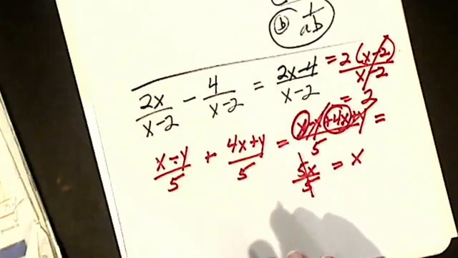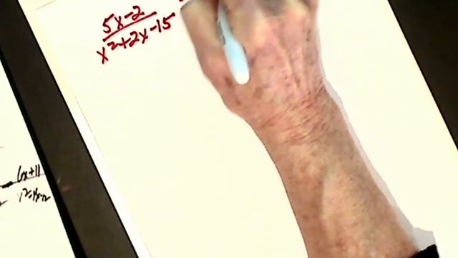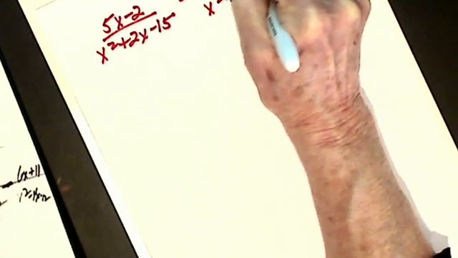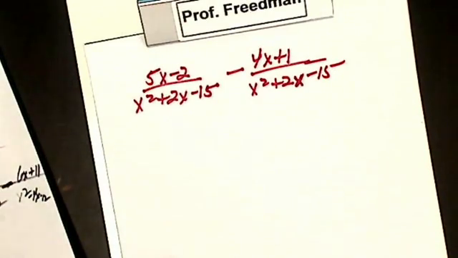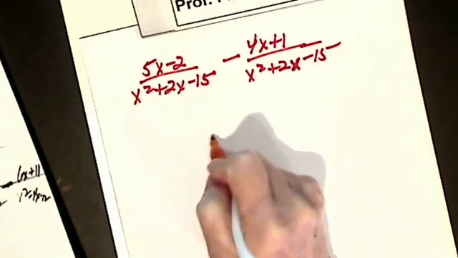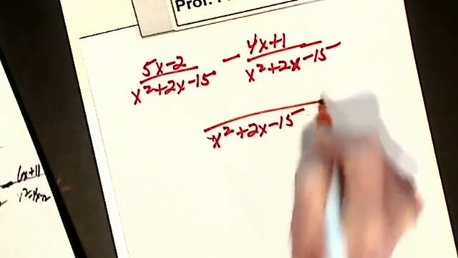Okay, we're going to do one more. So let's see. Before I give you one to do, I've got 5x minus 2 divided by x squared plus 2x minus 15, minus 4x plus 1 divided by x squared plus 2x minus 15. Oops, sorry about that. So now, I ask myself, do I have the same denominator? The answer is yes. So I put it down. X squared plus 2x minus 15.